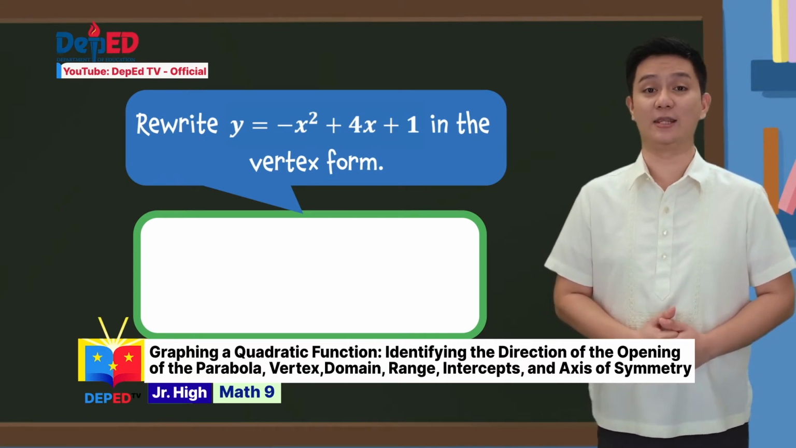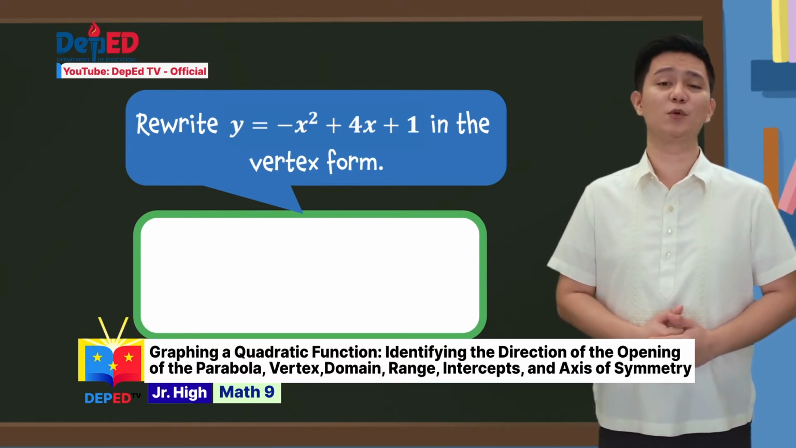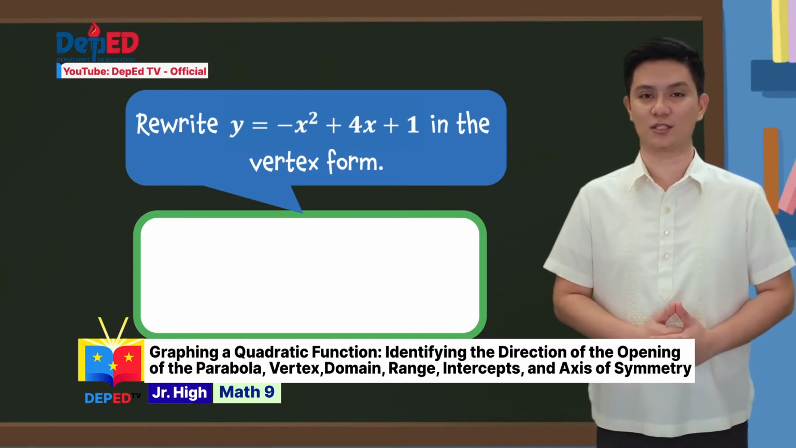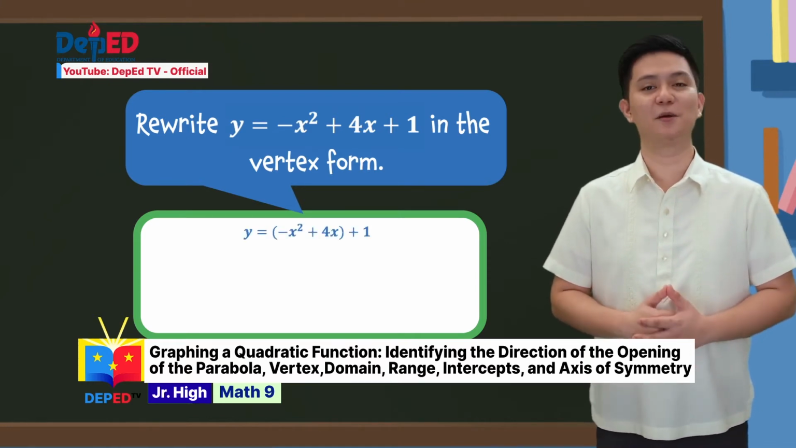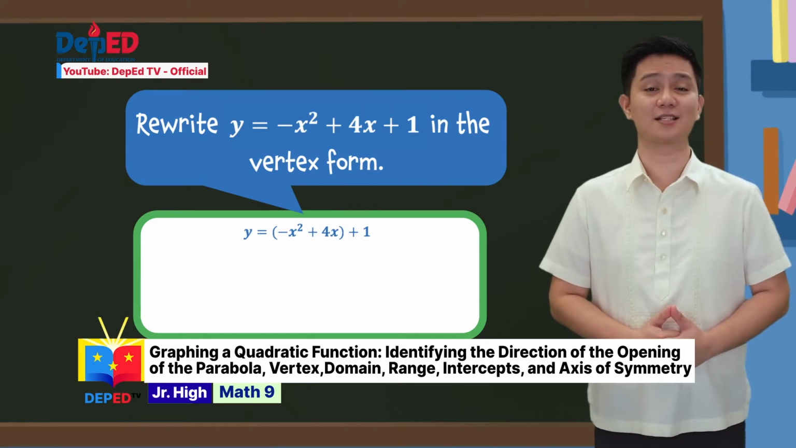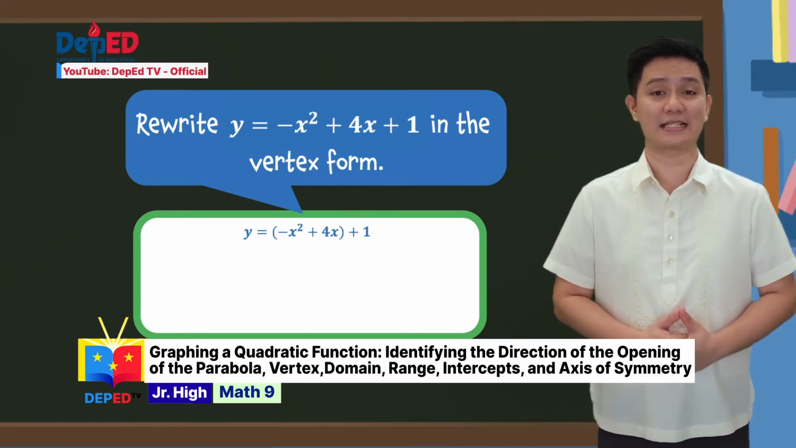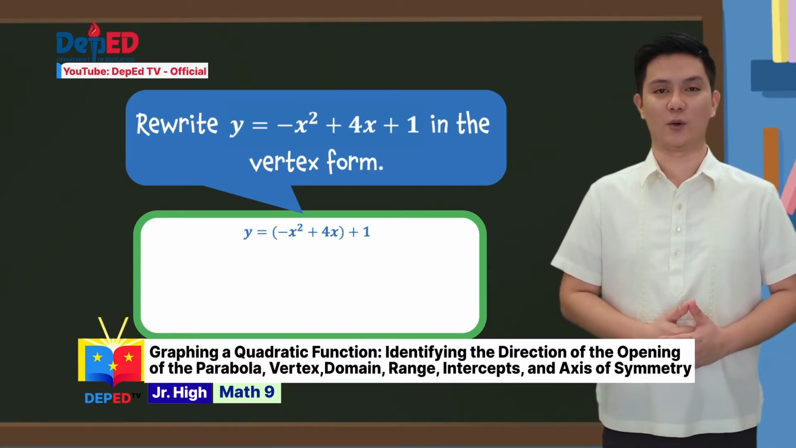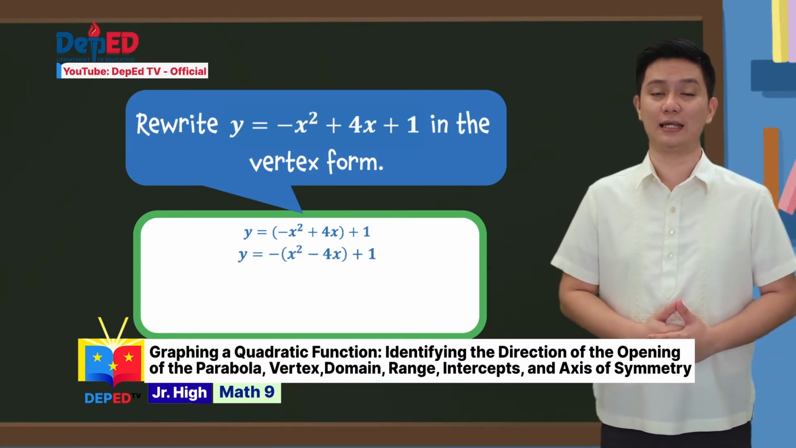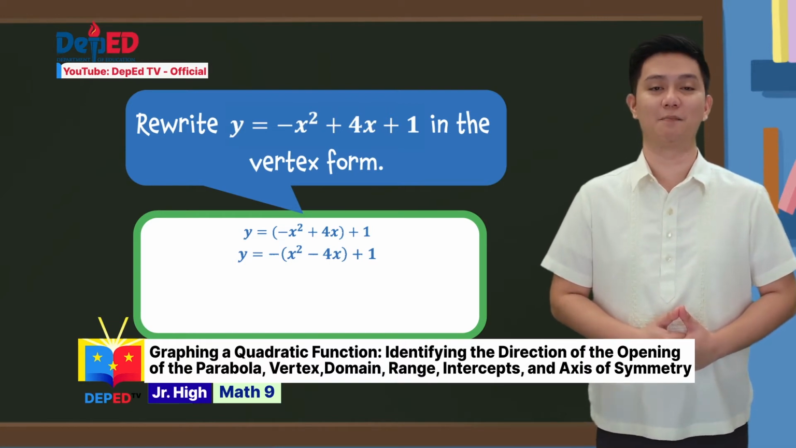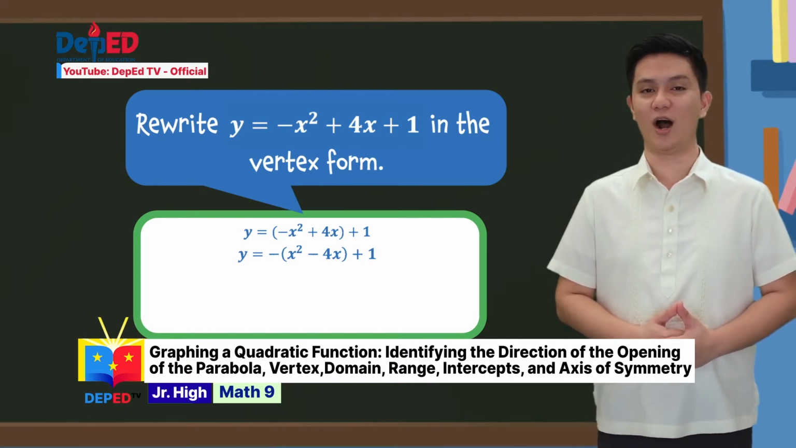We should write in the box the steps we have to take. We must separate the terms with a variable from the constant term, hence the parenthesis. Next, we factor out the coefficient of x squared, which is negative 1. The equation becomes y equals the negative of the binomial x squared minus 4x plus 1.